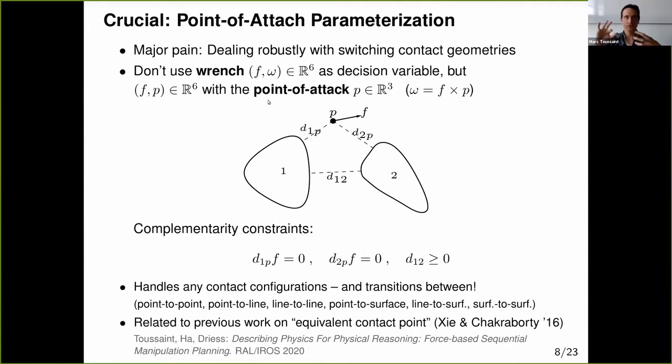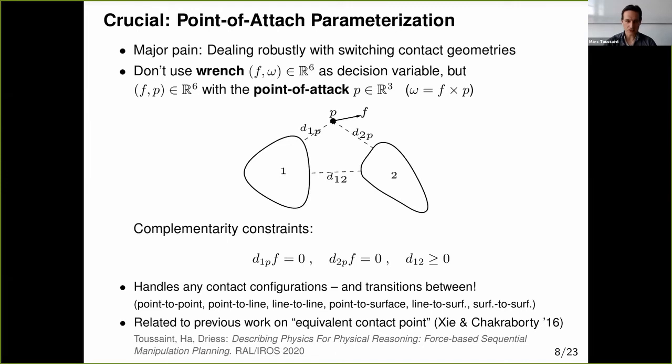So the wrench exchange between 2 objects when they are in contact could naively be represented just by the force and the torque between the 2 objects. But it turned out, and it took a while to figure this out, it's much more convenient as a parameterization for the optimizer to instead parameterize it in terms of the force and what we call the point of attack. That's one-to-one, because there is a direct relation between torque, point of attack and force. But it's only one-to-one when the force is actually non-zero. But it turns out that using the point of attack, everything becomes numerically much more stable, and also the complementarities can be described more easily.